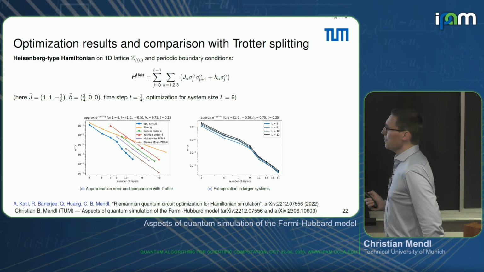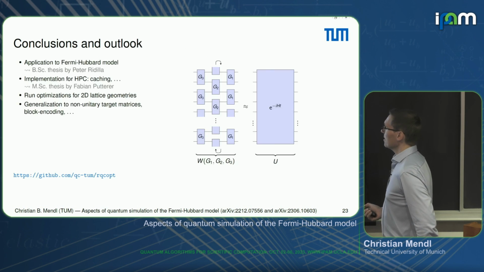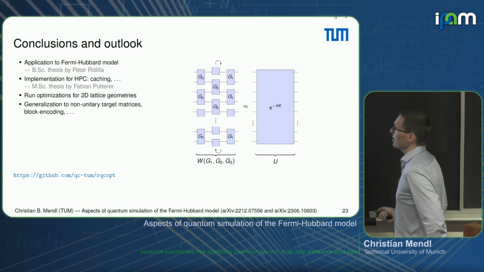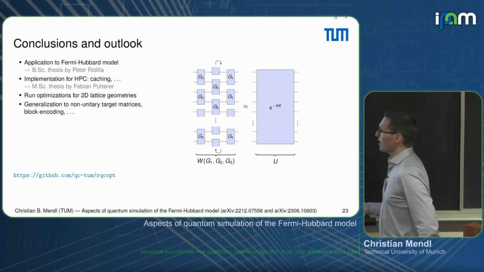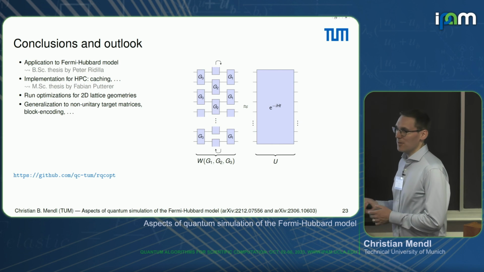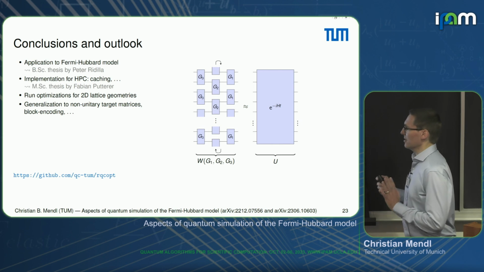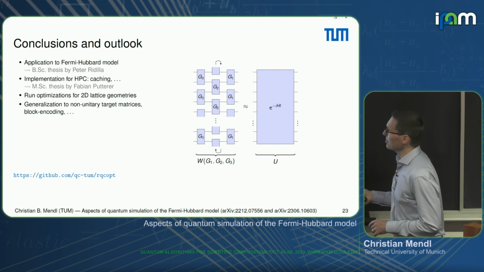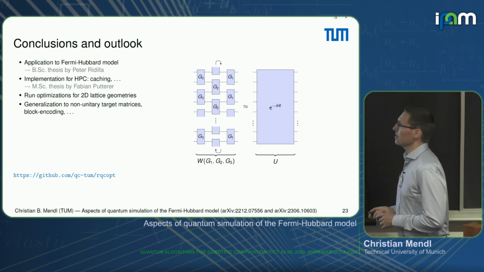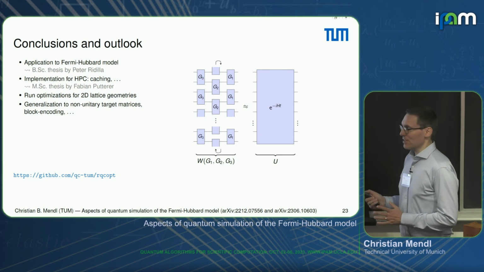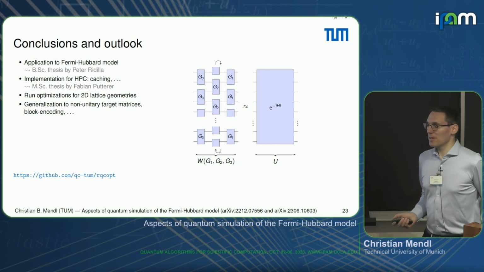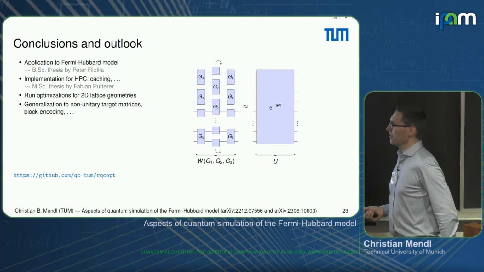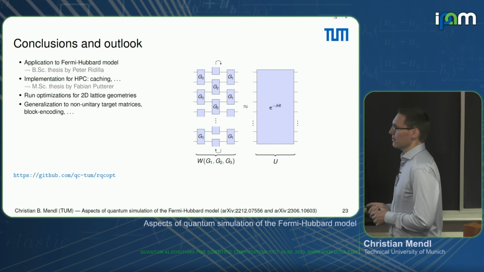Okay, and then this basically brings me to the outlook already. I haven't shown you the data for the Fermi-Hubbard model for this Riemannian optimization, but we have the data. This was done in a bachelor thesis. I just haven't had time to actually plot this, but qualitatively, it's also very similar, right? So the qualitative results are basically very similar.